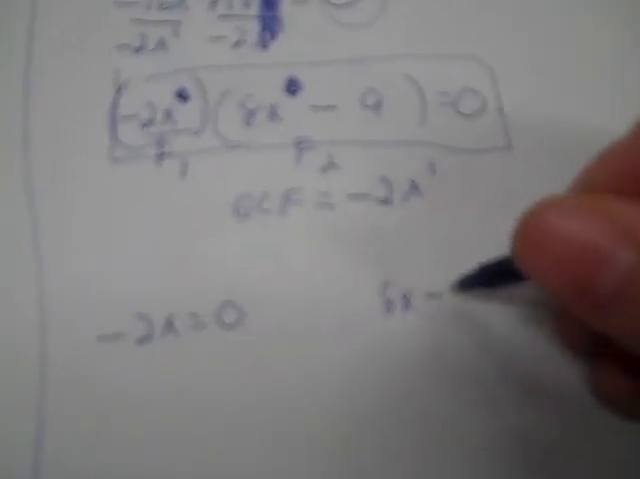So either negative 2x could equal 0, or 8x minus 9 could equal 0. So I dot my variables, and here we're dividing by negative 2. And that gives me 0. And here I'm going to plus 9, 8 times x equals 9. And then I divide by 8. So it's 9 divided by 8. It is not 8 divided by 9.